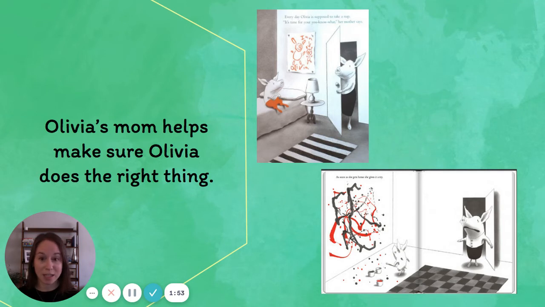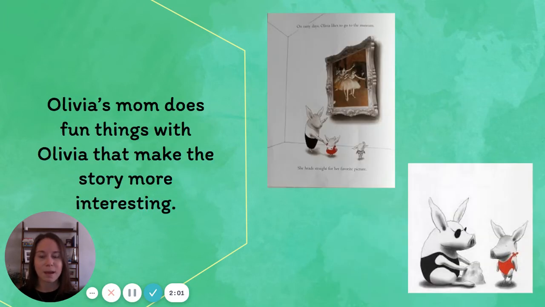She makes sure that Olivia takes a nap, and when Olivia paints all over the walls, she gives her a timeout to make sure she learns not to do that again. Olivia's mom does fun things with Olivia that make the story more interesting. She takes her to the museum to look at paintings, and she teaches her how to build sandcastles.